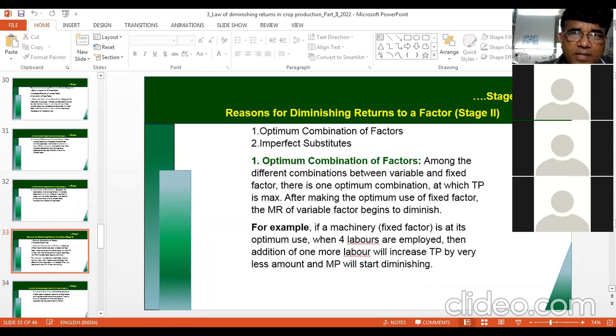Optimum combination of factors: stage 2 is the rational phase. Among the different combinations between variable and fixed factor, there is one optimum combination at which TP is maximum. After making the optimum use of fixed factor, the MP of variable factor begins to diminish. For example, if a machinery is at its optimum use when 4 laborers are employed, then addition of 1 more labor will increase TP by a very small amount and the MP will start diminishing.